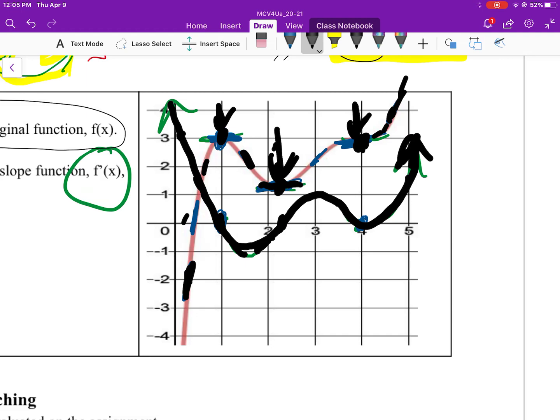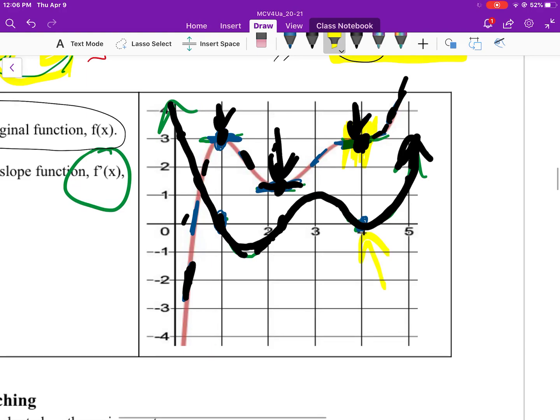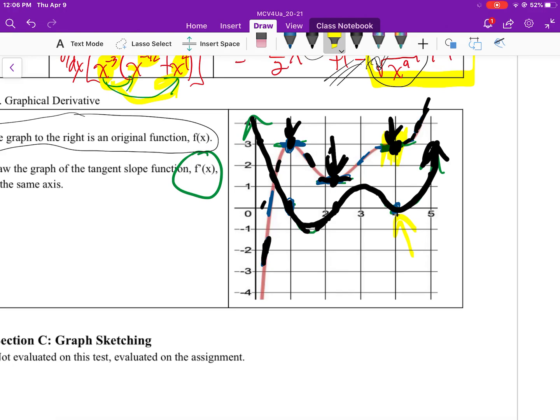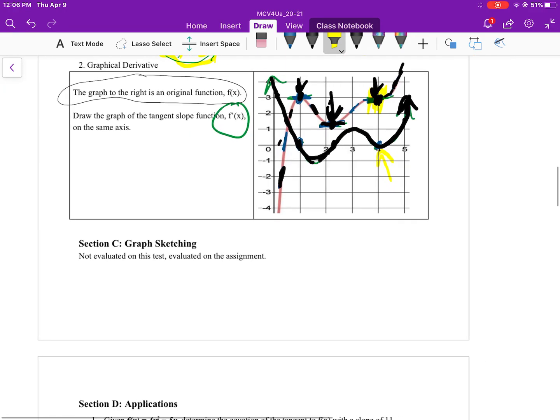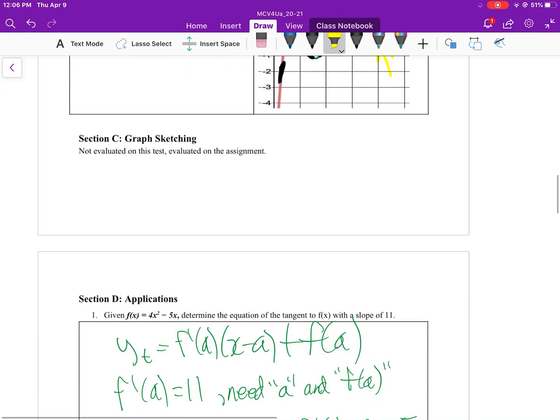Okay, and there is a special feature here. That is a stationary point, a point where the slope is 0 and the concavity is 0. And when that occurs on the original function, the first derivative, the tangent slope function, has a double x-intercept. Okay, so that is your graph of the tangent slope function.